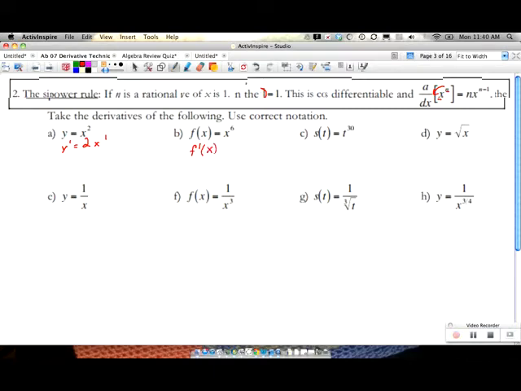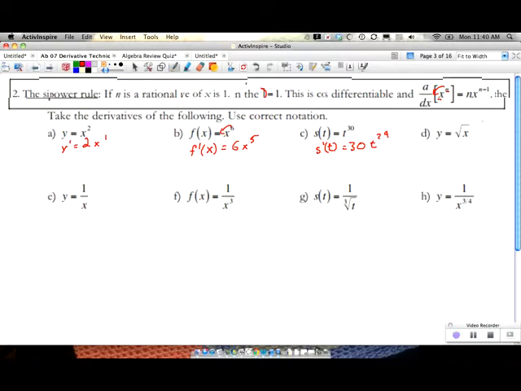Similarly, this next one, we write it as f prime of x. We're going to drop this 6 out to the front and subtract 1 from 6. That gives us 5. This third one, again, pretty straightforward. S prime of t is going to be 30 times t, and now we subtract 1 from 30, we get 29.